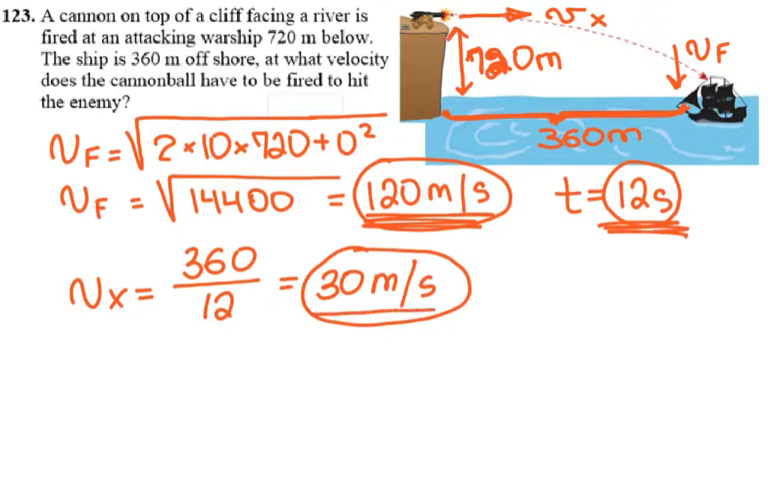And then the horizontal velocity was 30 meters per second because it traveled 360 meters in 12 seconds.